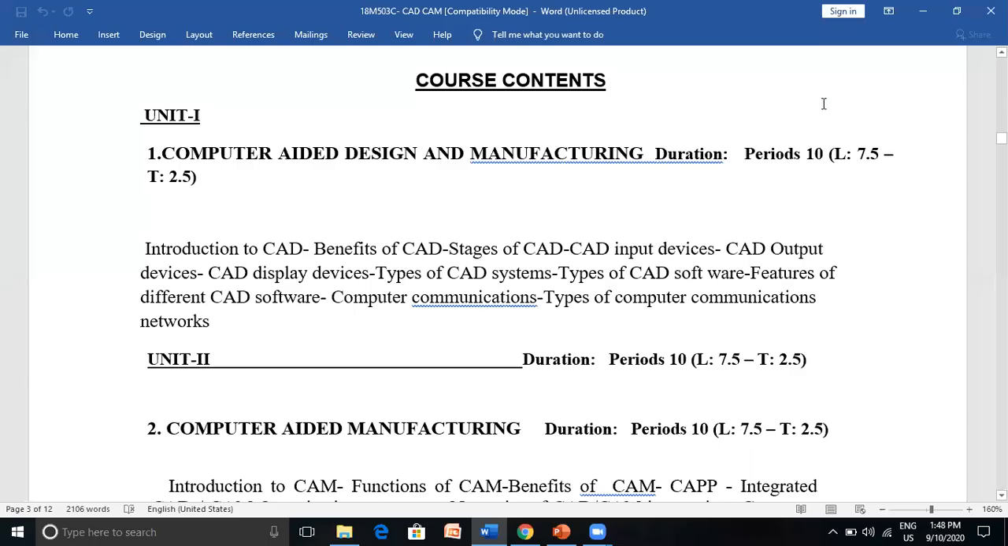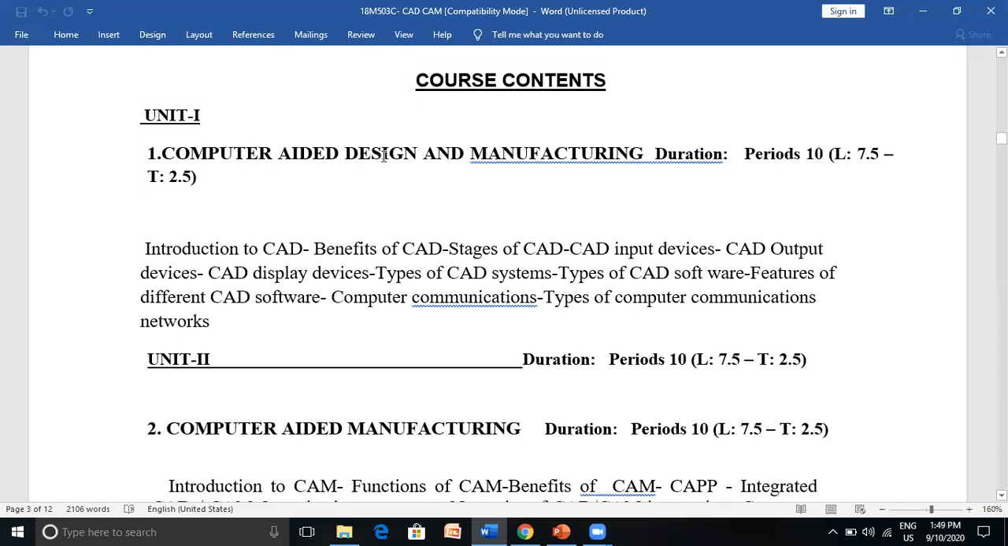Hello students, today we are going to discuss the first unit in CAD CAM. In the first unit we have introduction to CAD, benefits of CAD, stages of CAD, CAD input devices, CAD output devices, CAD display devices, types of CAD systems, types of CAD software, features of different CAD software, computer communications, types of computer communication networks.